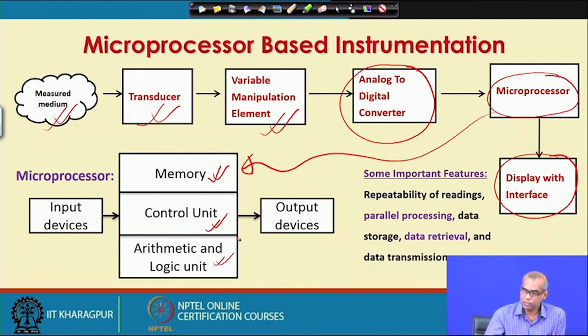Some important features of microprocessor based instruments: repeatability of readings, parallel processing, data storage, data retrieval, and data transmission. So, these operations are much easier for microprocessor based instruments.